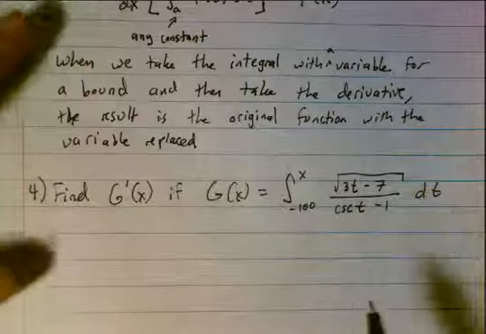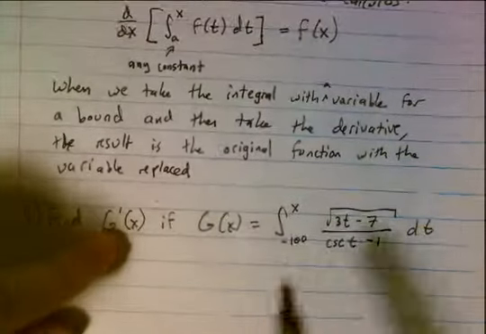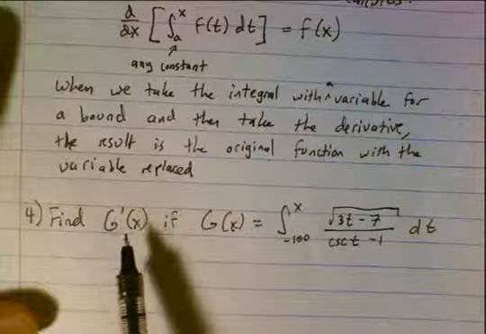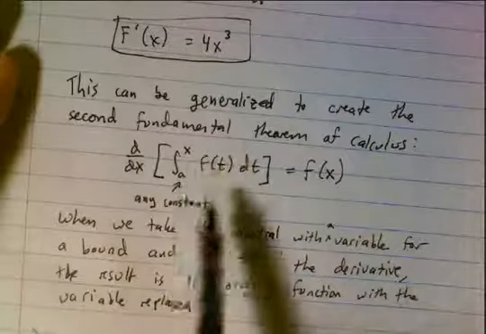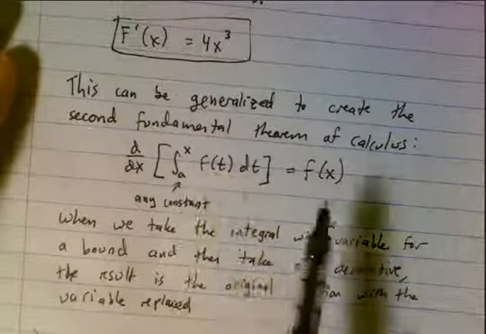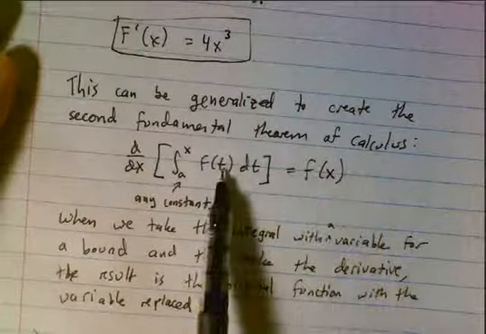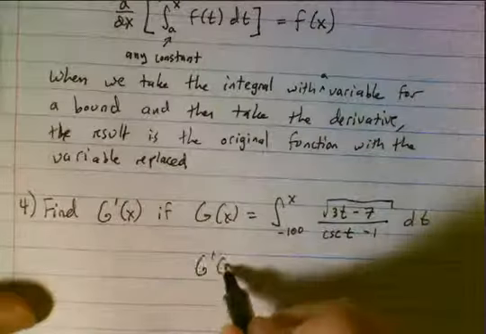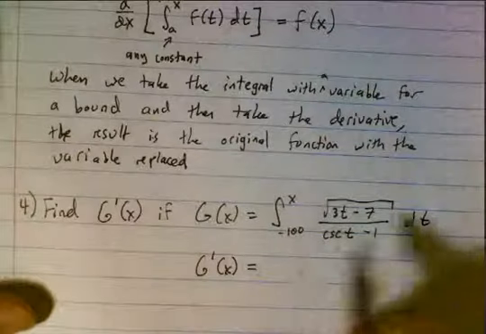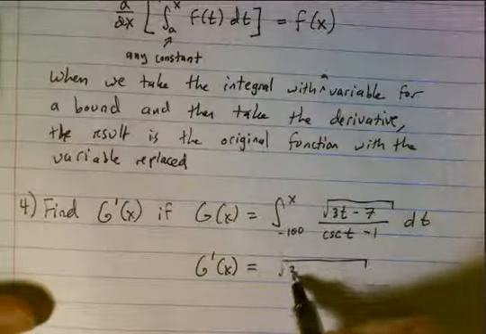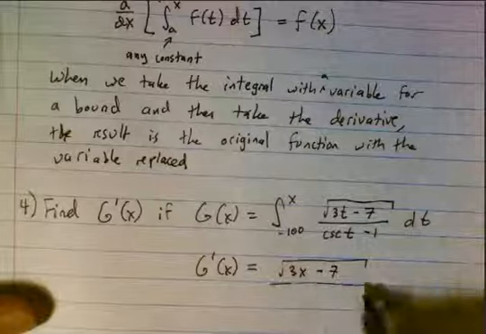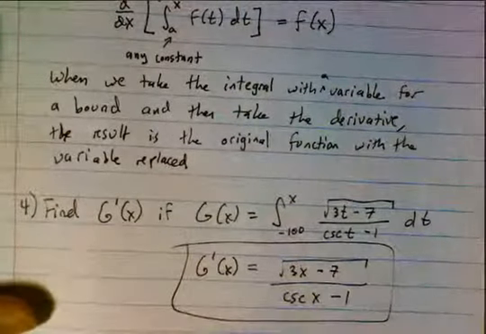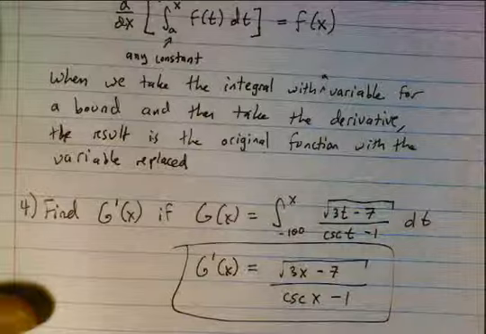But what we can use is that we're going to take the integral and then take the derivative again to get g prime. When we do that, we just end up with the original function, but with this variable replaced by this variable. So we can just look here and say g prime of x is going to be this original thing, but we replace the t with an x. Done. Way faster than anything else we could do.